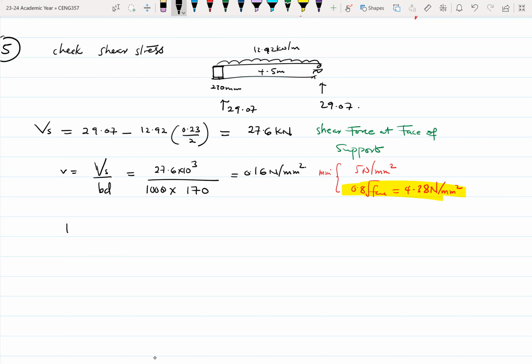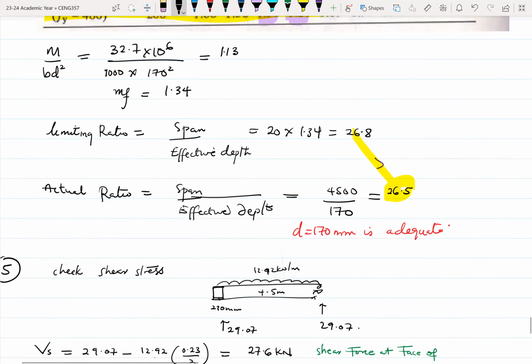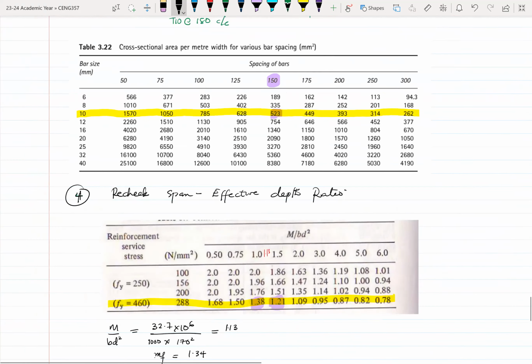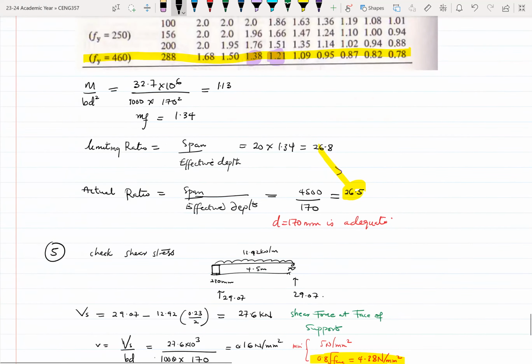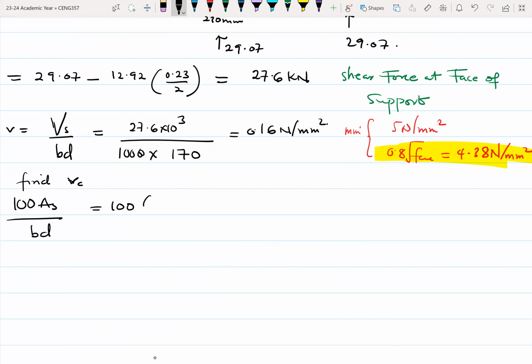Now let's do 100 As over bd because we need to find vc, which is the shear stress from the concrete. So this becomes 100. Our As that we had was 523. So 523 over 1,000 times 170.